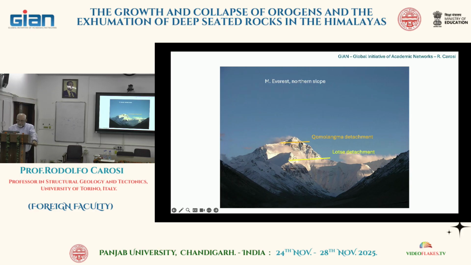Here's just a picture from the Rongbuk base camp. The distance is 30 kilometers, so this altitude is more or less 4,500 meters. The Chomolagma detachment here and the Lhotse detachment more or less in this position. So these are sedimentary rocks of the Tethyan realm. These are metamorphic rocks, and these are high-grade metamorphic rocks.